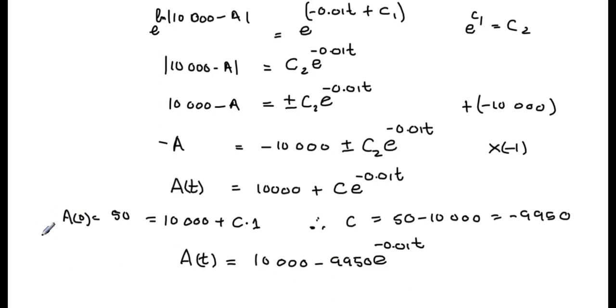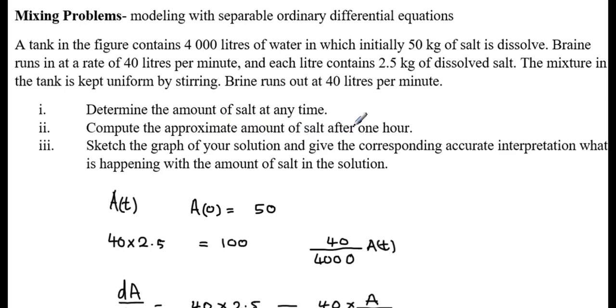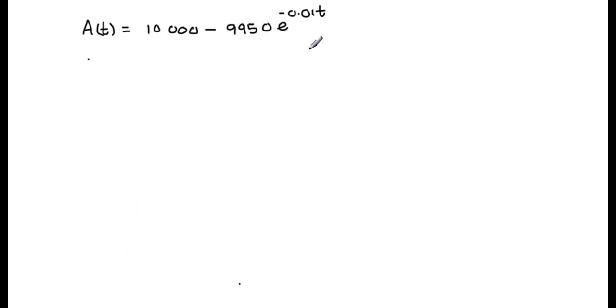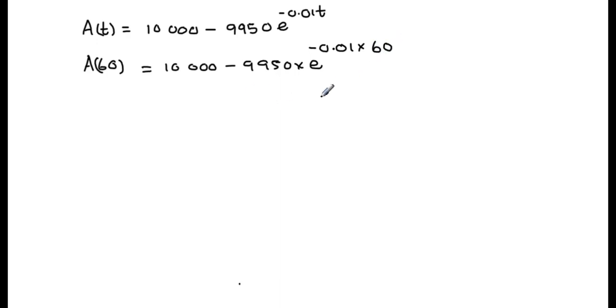Now, our second question was to compute approximately the amount of salt after 1 hour. We must take note that the flow rates here were given per minute. So after 1 hour, we're talking about 60 minutes, which means we must evaluate this function at 60 minutes. So this is the function we've got here. To find out how much salt is there after 1 hour, we have to say A at 60 is equal to 10,000 minus 9,950 multiplied by e to the power minus 0.01 multiplied by 60. That should be the value of that function.